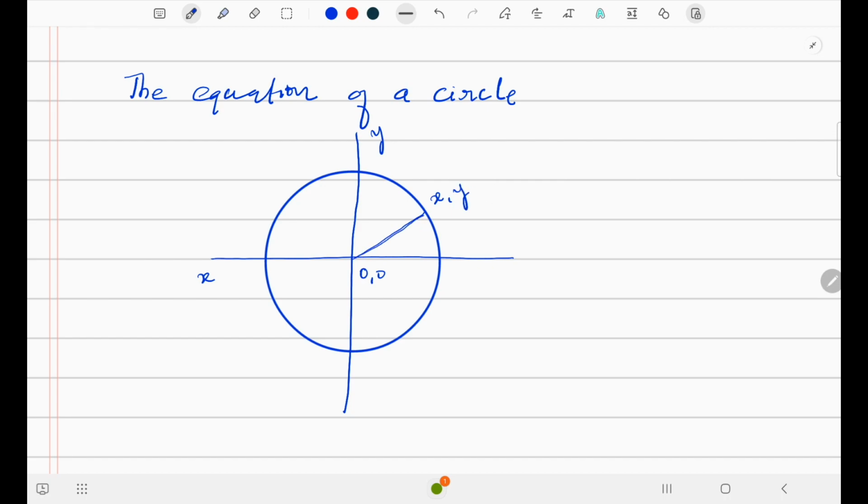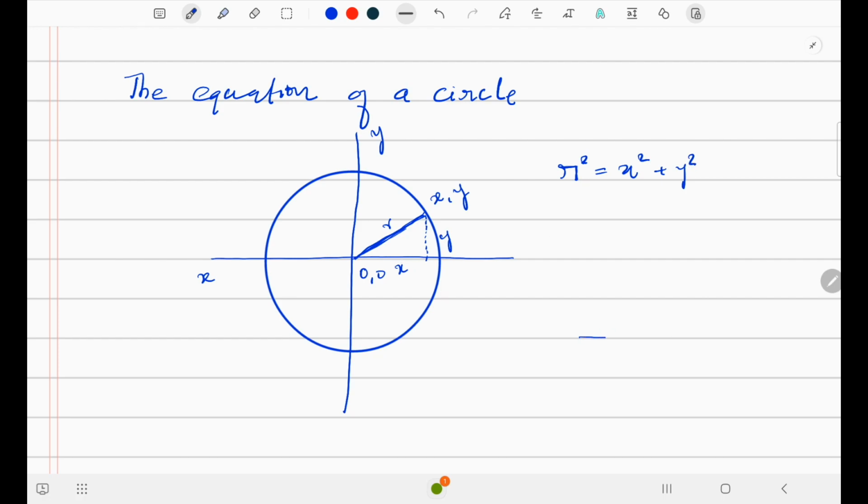Already we know the Pythagoras theorem. If I want to know this distance from the distance formula, what I have to do? I need to draw a perpendicular line and find the x distance and the y distance, and this is the radius r. So how to find r from the Pythagoras theorem? r square equals x square plus y square.